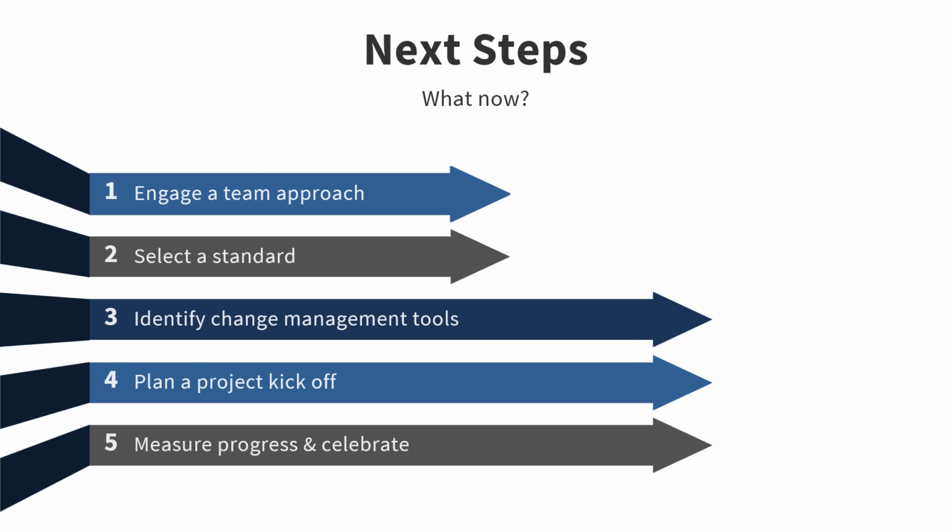From there, be sure to leverage your CSI team and faculty to learn the best way to engage a team approach. Decide as a group what standard you think is most important to your department culture, then identify and learn about the change management tools and methodologies that will help guide your work. After that, it'll be time to plan your project kickoff, which is super fun. You can create so much excitement. You can promote giveaways and handouts. It's a really, really fun time.